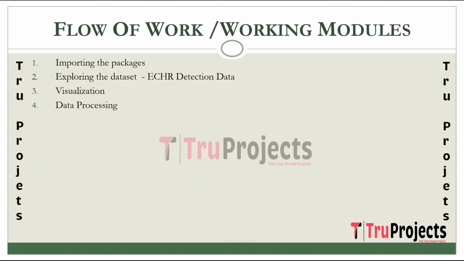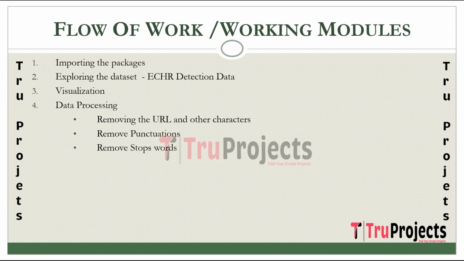Coming to the next step, which is data processing. This step involves pre-processing the dataset to prepare it for model building. It includes removing the URLs and other unwanted characters from the text data, removing punctuations to clean the text, removing stop words, which are the, is, and to reduce noise in the data, normalizing the text data by converting all the text to lowercase, removing accents, etc.